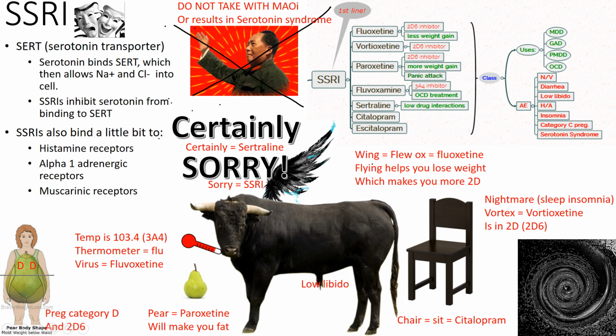Another thing to remember here is I mentioned that paroxetine will make you fat. Well, it just so happens that fluoxetine will make you lose weight. The wing represents flying, so it's the flu ox, or the flying ox. So fluoxetine, flying will help you lose weight, okay?